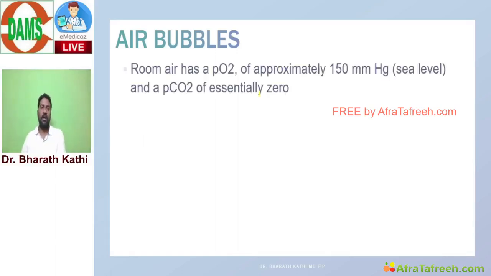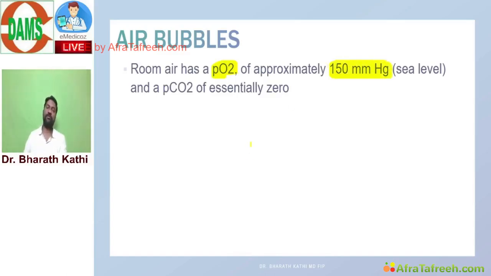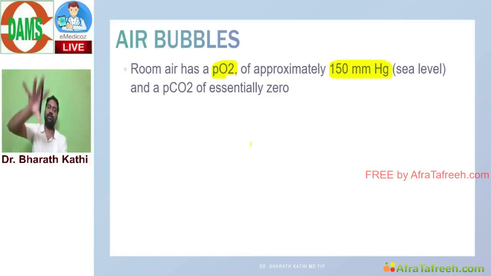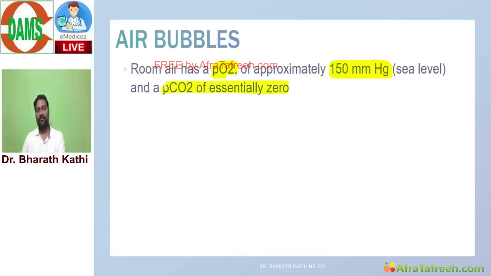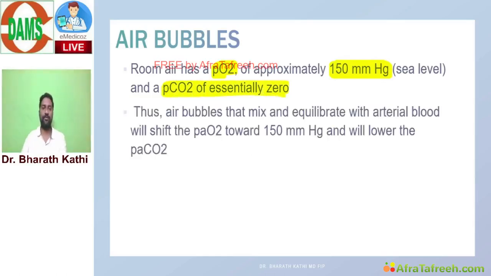See here, room air has a PaO2 of approximately 150 mmHg. You must know the partial pressure of oxygen in the atmosphere. It will be 150 mmHg. And generally in the atmosphere carbon dioxide is very low, nearly zero. The air bubbles that mix and equilibrate with arterial blood will shift PaO2 towards 150 mmHg and lower the PaCO2.